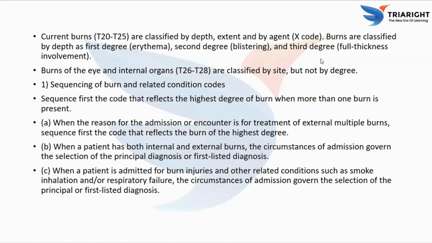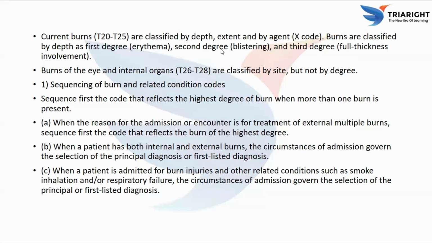So this is coded using T31 for burns or T32 for corrosions. This is used especially when burns are extensive and multiple body regions are involved. And the third one is agent, that is the cause. This is coded using external cause codes, that is X codes. Examples are fire, hot liquid, electricity, radiation. So what caused the burn must be coded.